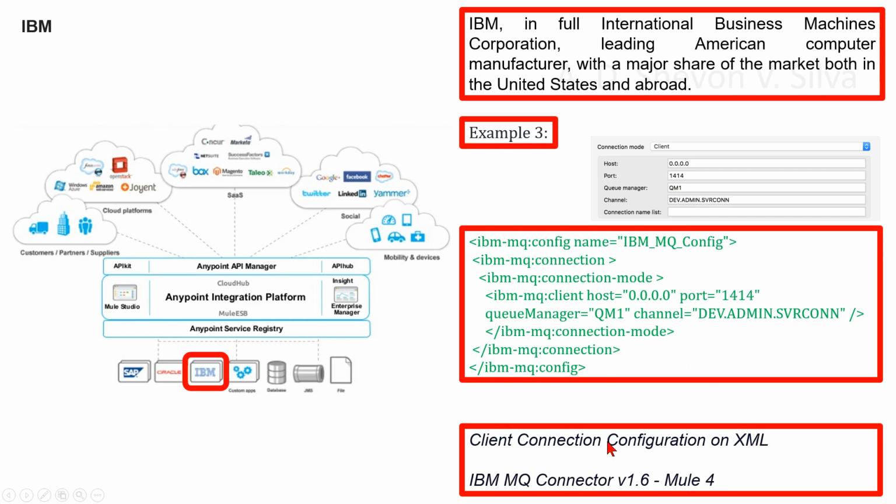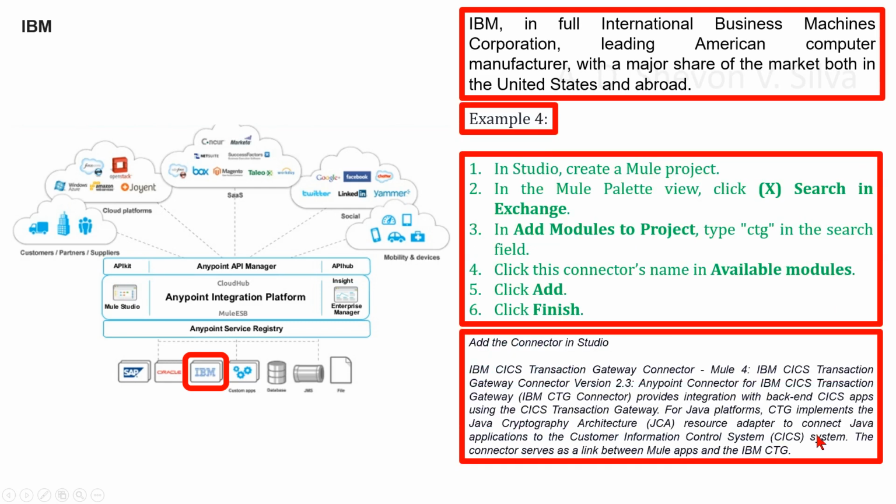Here you can see the client connection configuration in XML. Here we are considering adding the connector in Studio. Here we are adding the IBM CICS Transaction Gateway connector, Mule 4, IBM CICS Transaction Gateway connector version 2.3. Anypoint connector for IBM CICS Transaction Gateway: the IBM CTG connector provides integration with backend CICS apps using CICS Transaction Gateway.